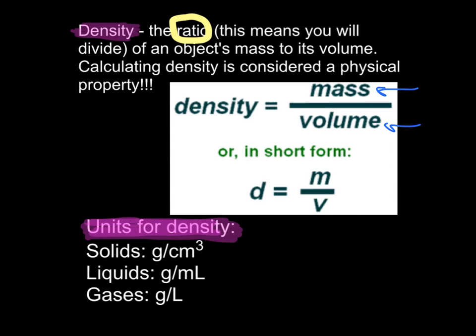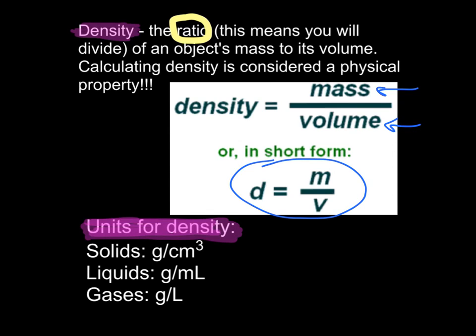Mass divided by volume. In short form, it's D equals M over V. How do you remember this? Well, we're very interested here as teenagers in Illinois in getting ourselves to the DMV in order to get our driver's license. That's how I always have students memorize D equals M over V.